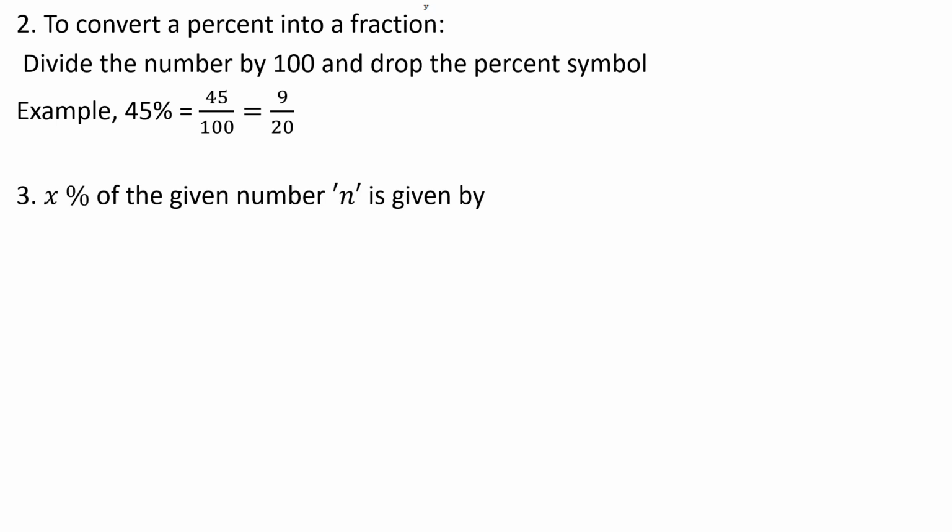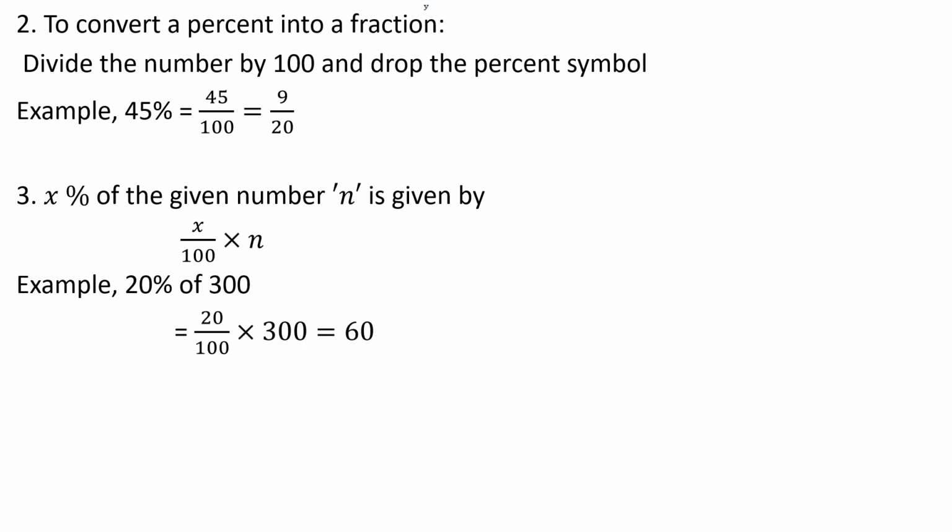Next point, x percent of a given number n is given by, for a given number n, if you want to find x percent of that number, you have to divide x by 100 into n, or multiply the given number with x by 100. So for example, to find 20% of 300, by using this formula, we have 20 divided by 100 into 300. Upon simplification, 100 threes are 300. So 20 into 3, 60. So 60 is the 20% of 300.